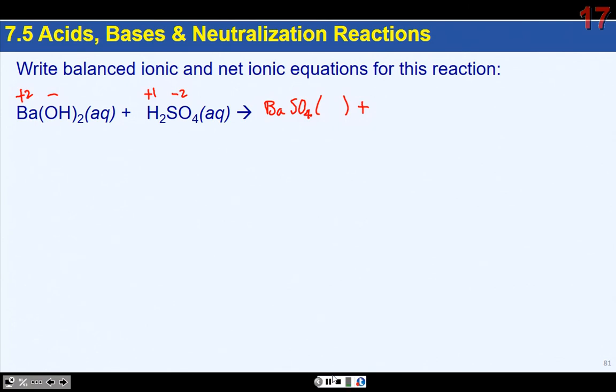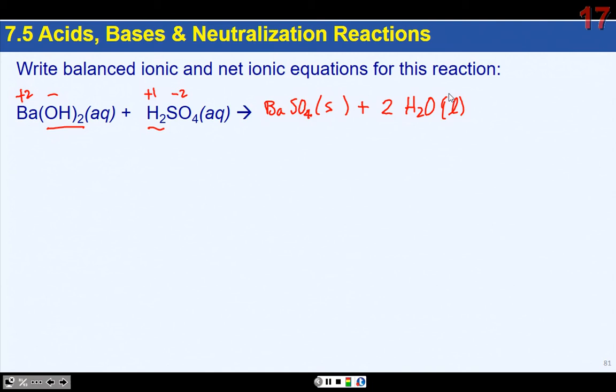Well, guess what? There's 2 hydrogens and there's 2 hydroxides. That's a good clue that there's going to be 2 water. And we don't have to guess the phase on that one. Water's a liquid. Now, we have to predict what's happening with barium and sulfate. You've got to go back to your solubility rules, which once you get them down, you'll be more comfortable. It turns out that sulfates are commonly soluble, but not with barium, mercury, and lead. And so this one becomes a solid. Now, that's the molecular equation.